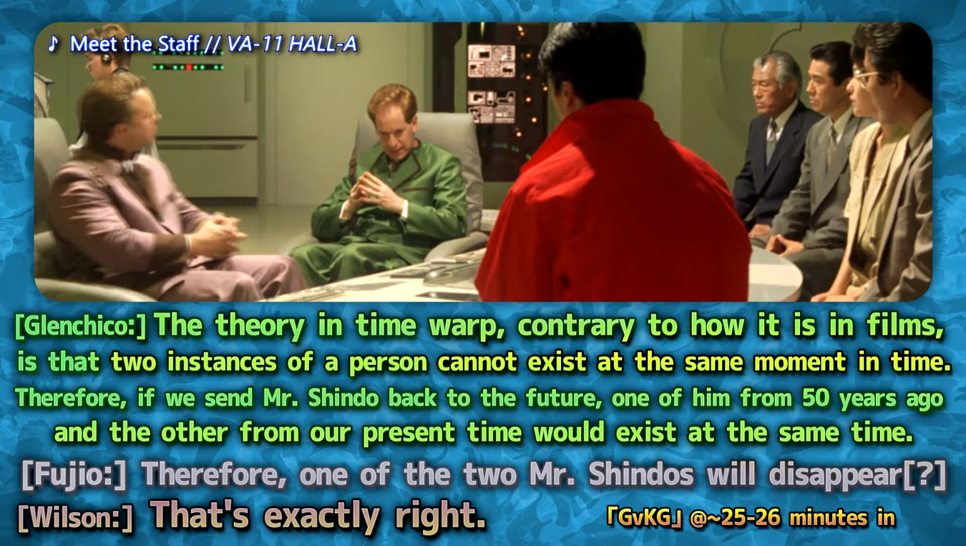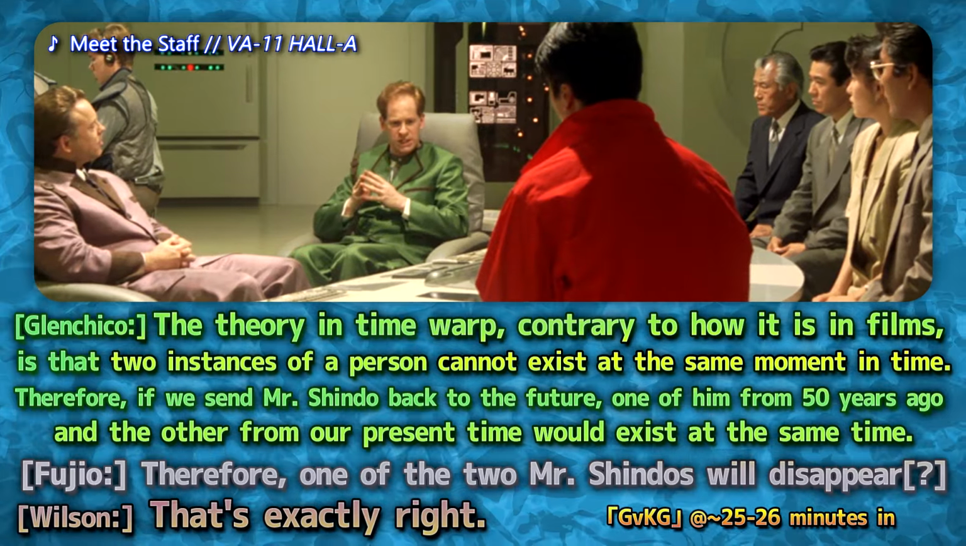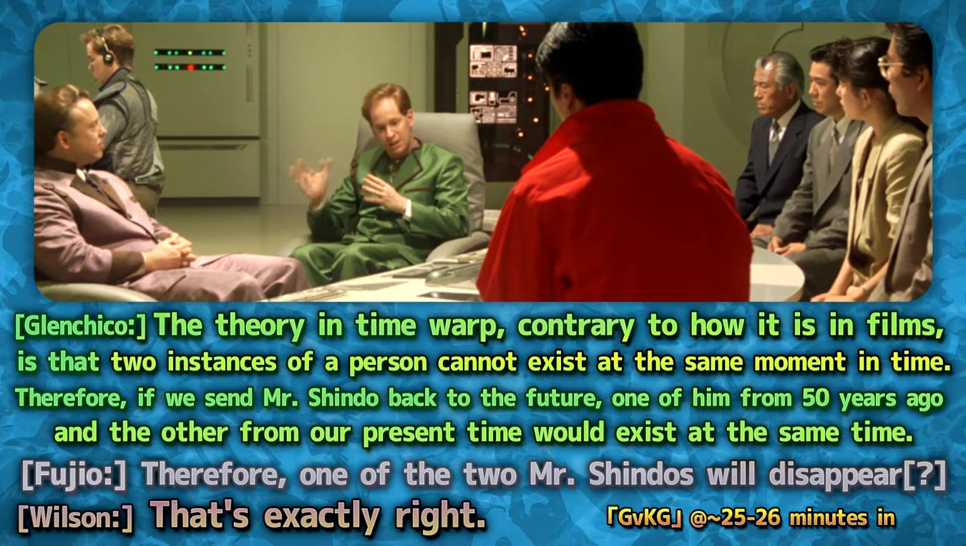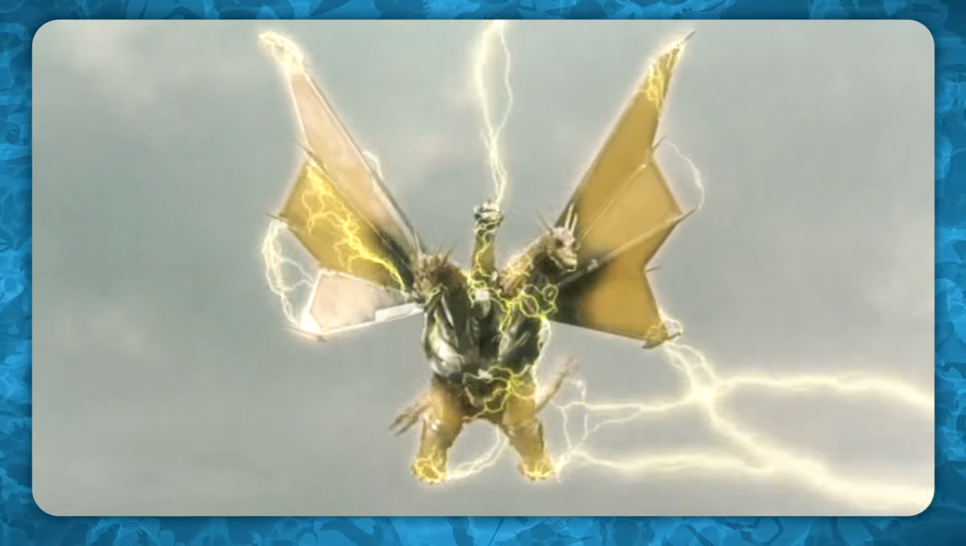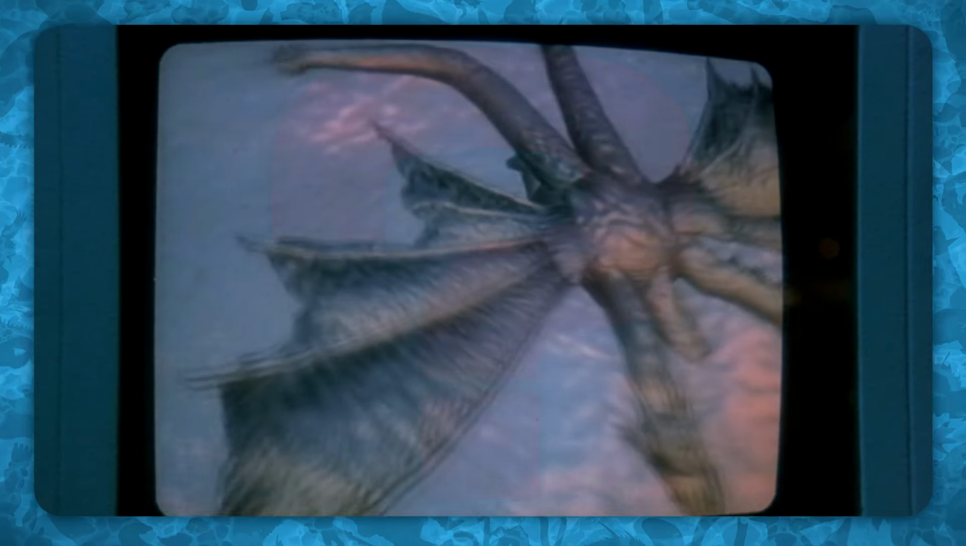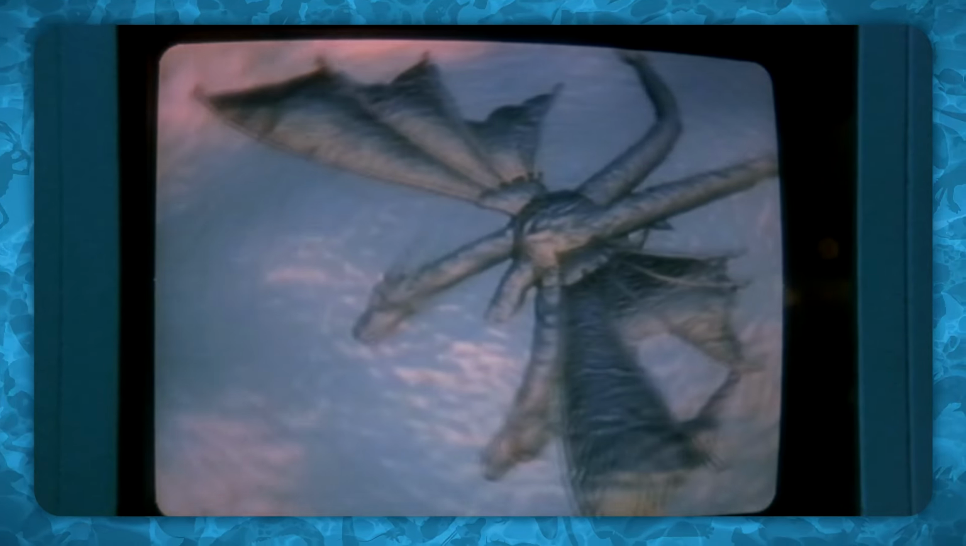Glen Chico explains the dangers of having two versions of the same person at one point in time. One of them would disappear. Yet, Emi is able to return to 1992 in Mecha King Ghidorah, even with King Ghidorah lying at the bottom of the Sea of Okhotsk. How can this be? Well, the honest truth is, we don't know. But we can offer a possible explanation.